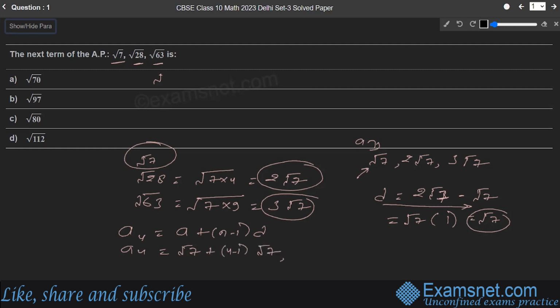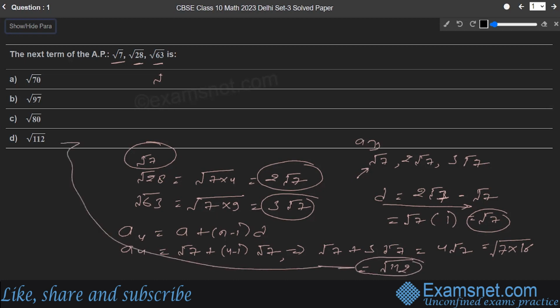Okay, so if you solve this further, this becomes root 7 plus 3 root 7, which is nothing but 4 root 7. If you take the 4 inside, then it becomes root 7, and inside it becomes a square. So 7 into 16, which is nothing but root 112. So that is the right answer, root 112, and that is available in option D. Root 112 is the right answer of the question.